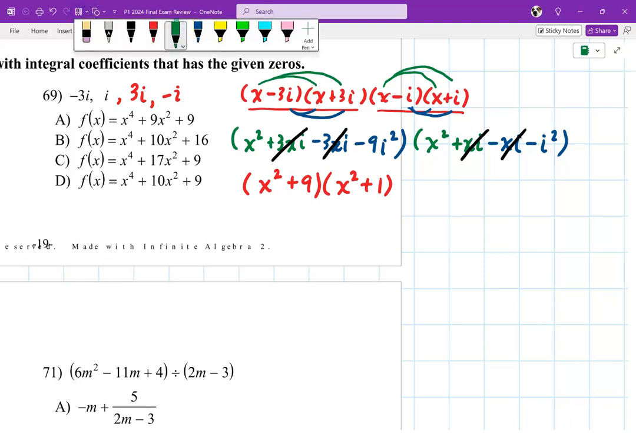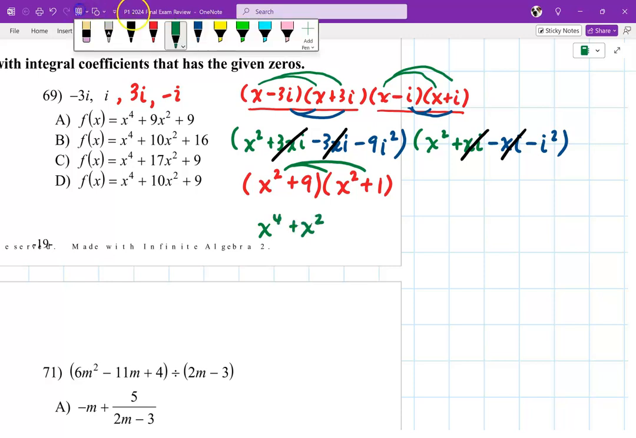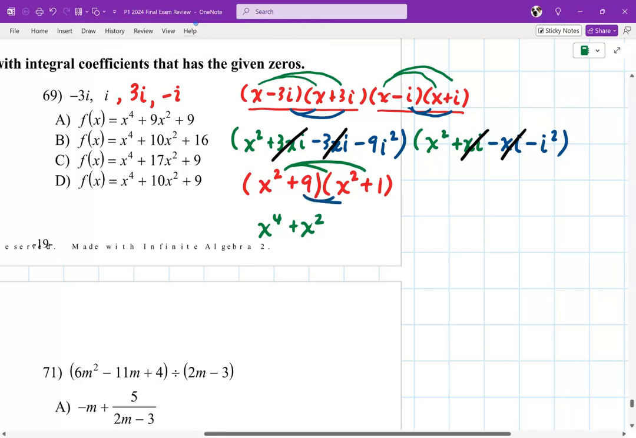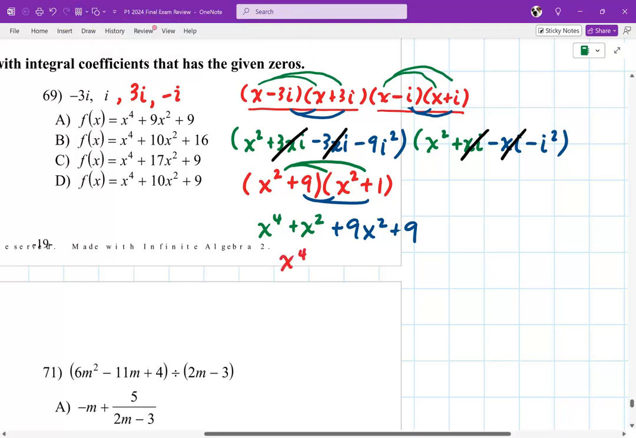So let's go ahead and distribute. But with the green here, I guess I don't have to put parentheses anymore. That's x to the fourth plus x squared. And then the 9 is next, so that's going to be plus 9x squared plus 9. So the complete answer will be x to the fourth plus 10x squared plus 9. So where is that? That's D.